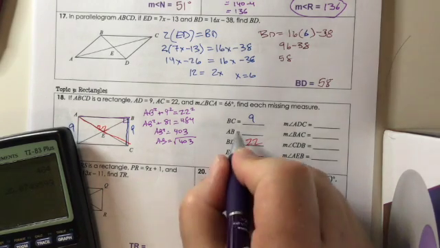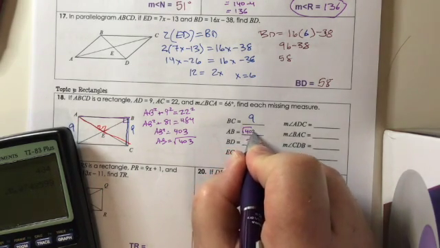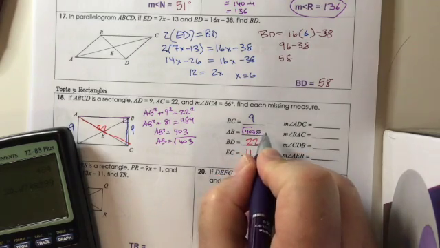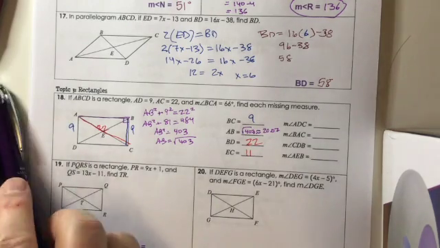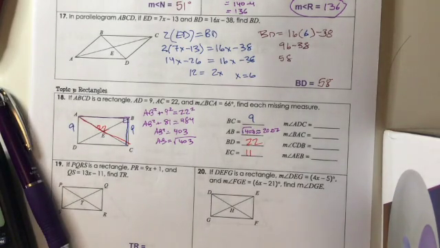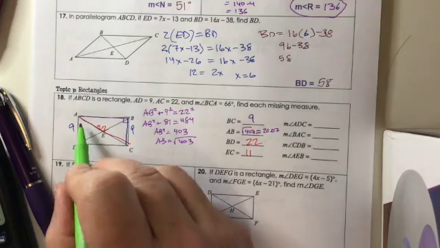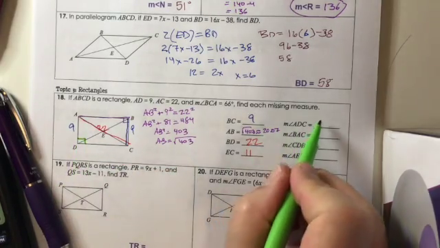And I like precise answers. I'm actually going to leave this as square root of 403, although you could also say it's approximately 20.07. All right, now we're going to look at angles. ADC, well, that's an interior angle of a rectangle, so that's 90. That's easy.